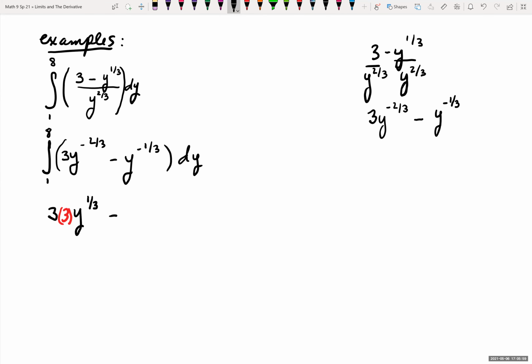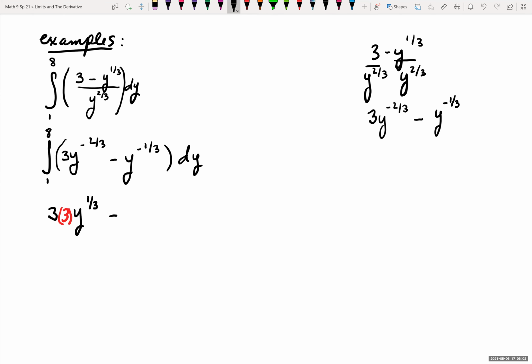And then we have this minus. Okay, so again, we're going to add 1 to our exponent. So negative 1/3 plus 1, which is 3/3. Negative 1/3 plus 3/3 is 2/3. Divide by that exponent of 2/3 is the same thing as multiplying by the reciprocal, which is 3/2.